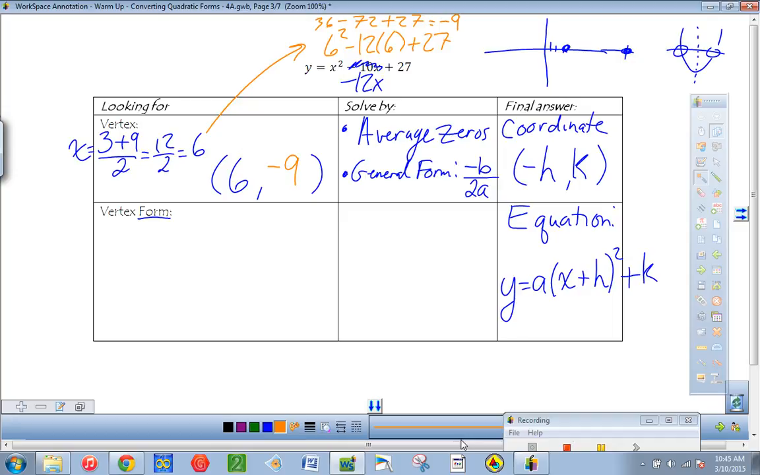Cool? Yeah? So then, how do I find my vertex form? You plug in the point. That's kind of the bones of it, right? We gotta fill in those three values. Which values do we know?